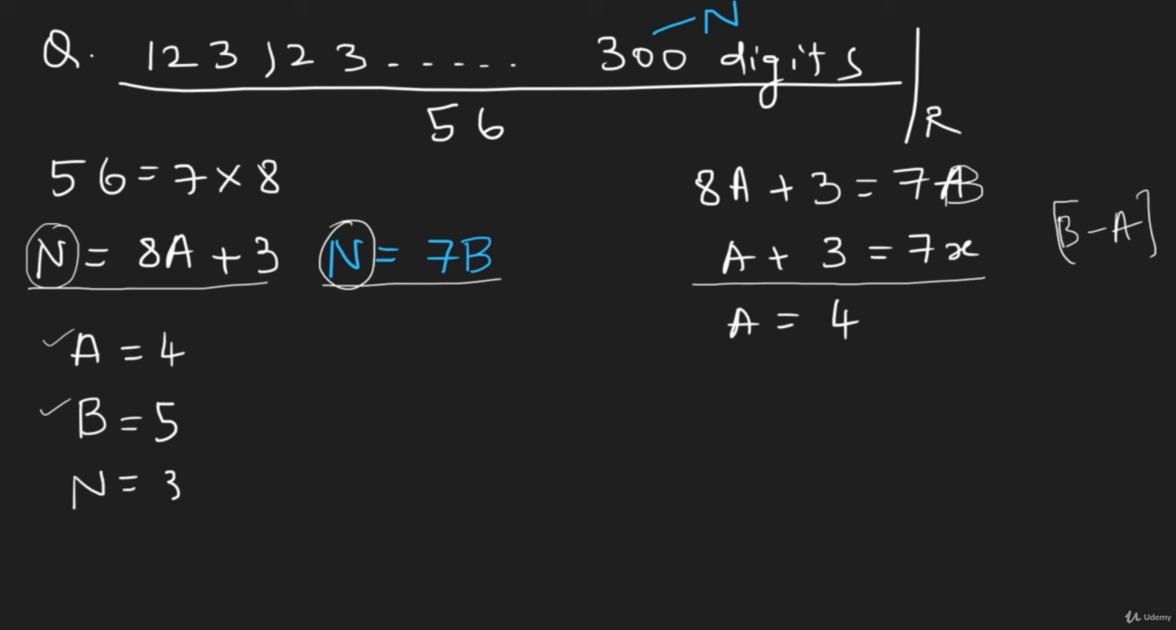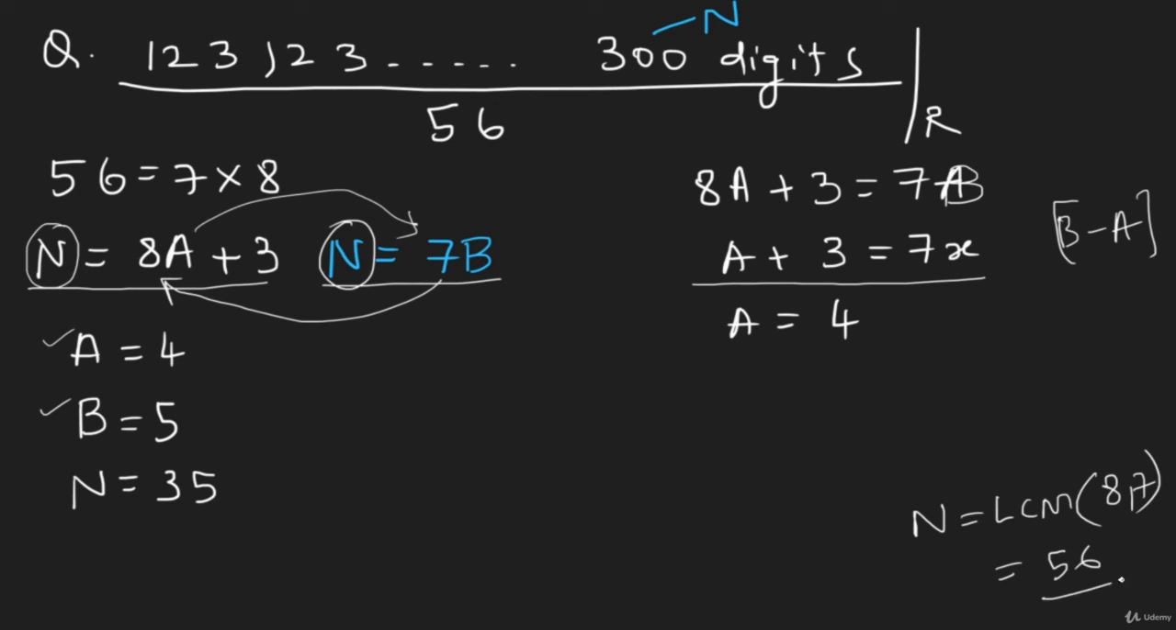All right, now we have seen that a will move in steps of 7, which is the coefficient of b. b will move in steps of 8, which is the coefficient of a, and n will move in steps of LCM of 8 and 7, which is 56. Because we are taking 8 and 7 in a manner that they are co-prime, the LCM always will be 8 into 7, and in this case it will be 56. All right, now let's come back to the question. We just need to find the remainder when n is divided by 56, right?